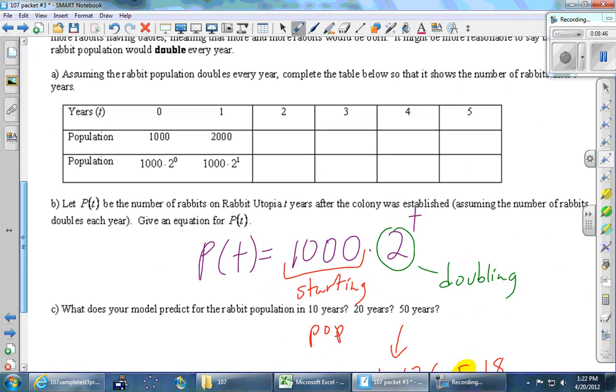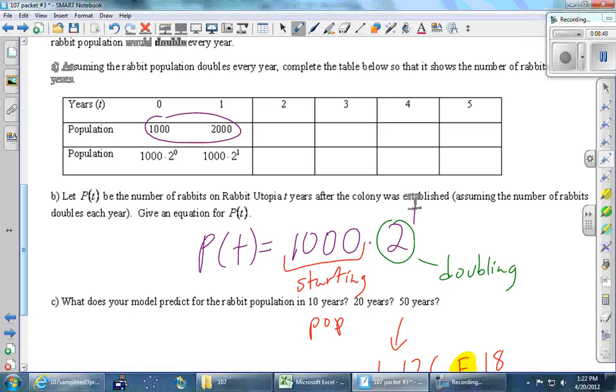How many rabbits did you gain in the first year? 1,000. In the second year, how many rabbits did you gain? 2,000 more. In the third year, how many rabbits did you gain? You gained 4,000 in that third year, 4 times as many as you gained in the first year. So yes, the rate is growing faster and faster.